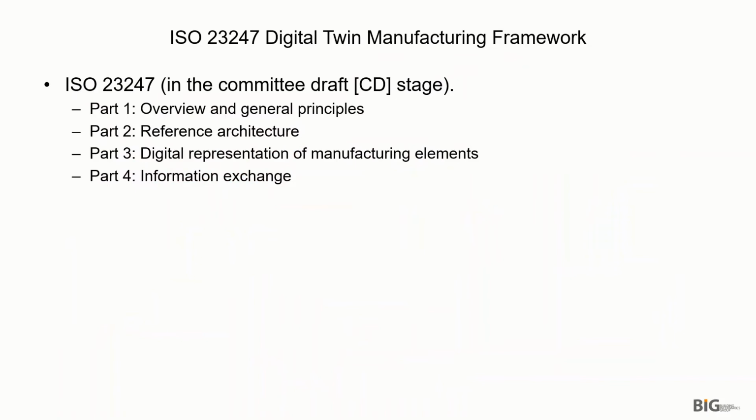Jakob introduced many standards that are related to this, and I'd like you to pay attention to these two specific standards. One is ISO 23247, the Digital Twin Manufacturing Framework. This is in the early stage, in the committee draft stage, but if you're interested in it, you may keep track of this effort.